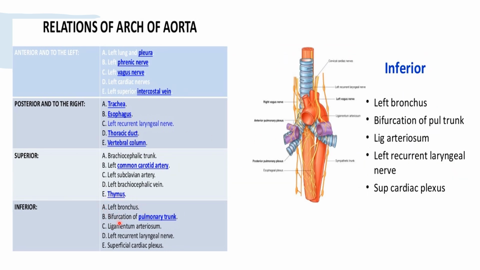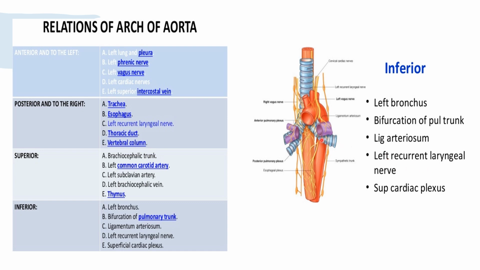Inferior relations of the arch of aorta: the left bronchus, as you can see in this diagram, and the bifurcation of the pulmonary trunk into right and left pulmonary arteries. Then the ligamentum arteriosum, you can see here, connecting the arch of aorta with the pulmonary trunk. Okay, so this is the ligamentum arteriosum.